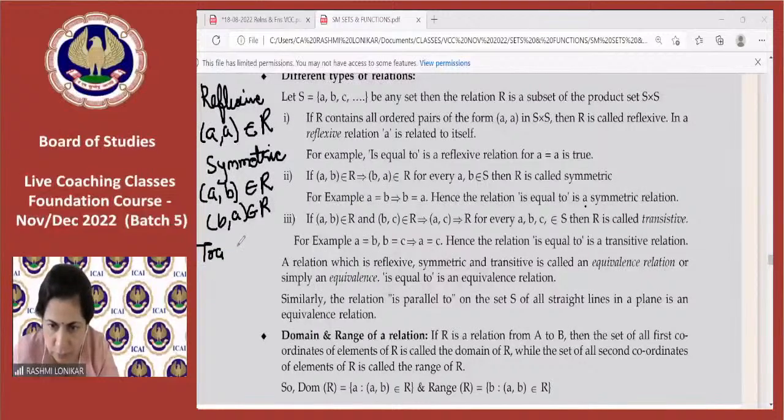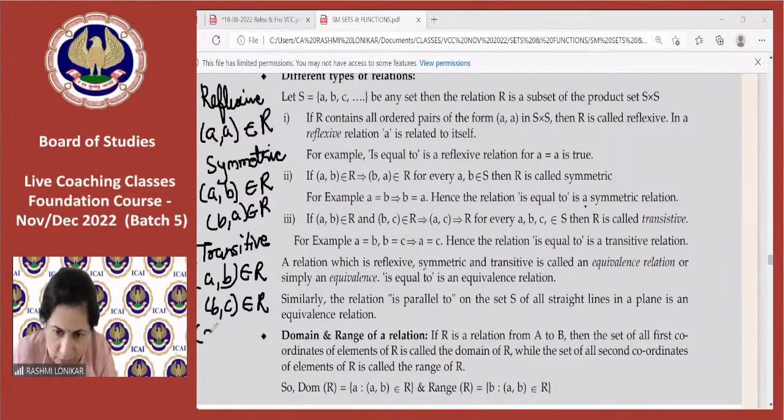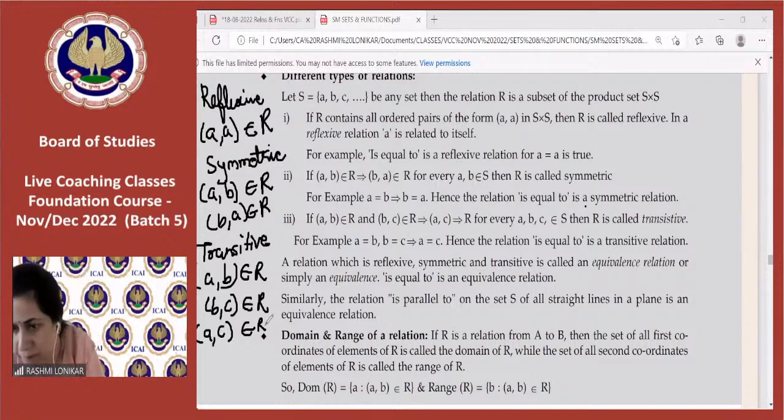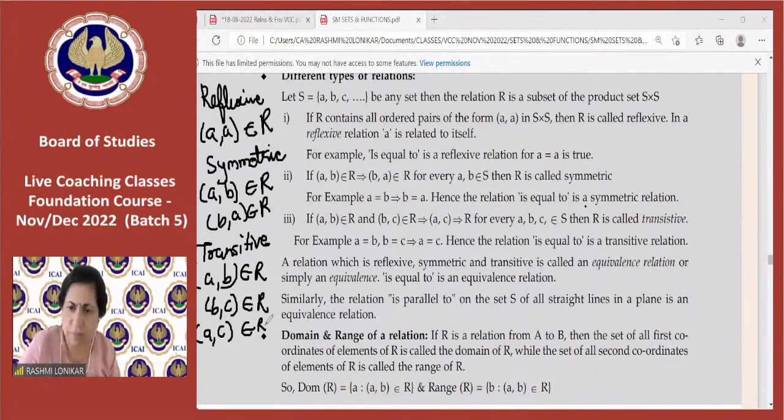Transitive. If (A, B) belongs to R and (B, C) belongs to R and (A, C) belongs to R, then we say it is a transitive function. Okay, understood? Somebody was asking me to repeat, so I have repeated.